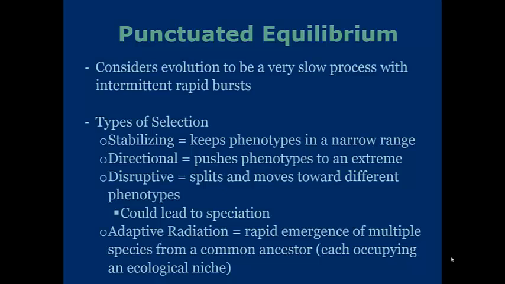An example of this would be if you were to look at birds that were eating seeds or bugs. If this split were to perpetuate further and further, then birds with beaks more suited for eating bugs would eventually speciate from birds that were more suited to eat seeds. An adaptive radiation is the rapid emergence of multiple species from a common ancestor, each occupying an ecological niche. This occurs in huge bursts, and you're going to note this very commonly in our biological history.